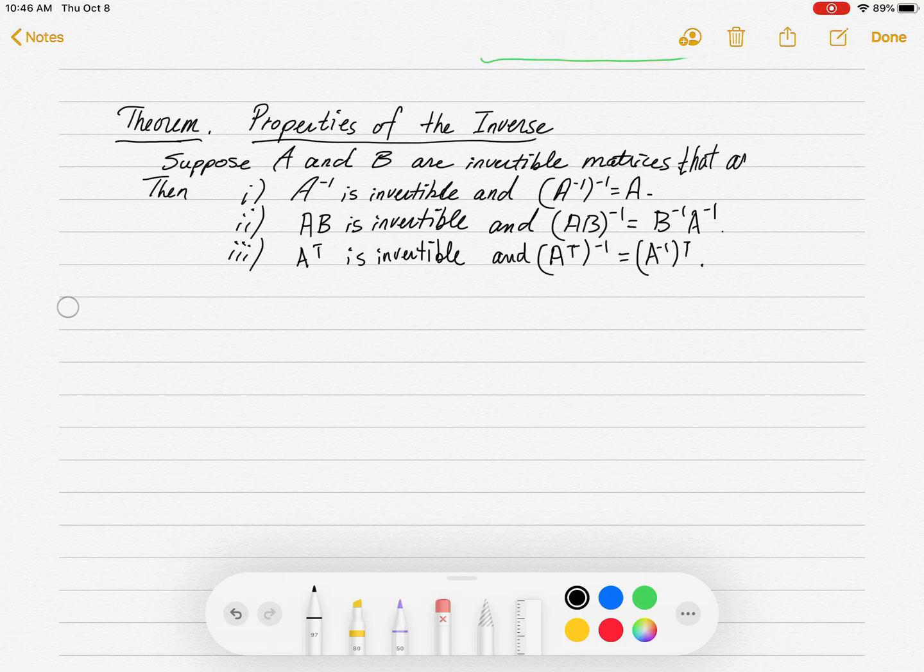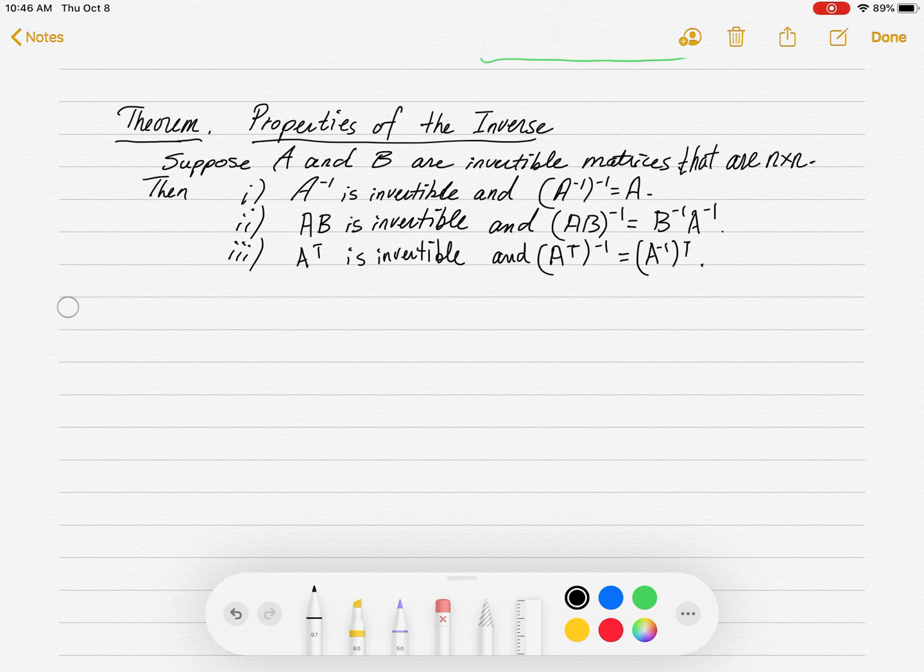Now, let's say you have 2 n by n matrices that are invertible. So suppose A and B are invertible matrices that are n by n, same number of rows as columns. Then first of all, A inverse is also invertible, and A inverse's inverse is A. Second of all, if A and B are invertible, and they're both n by n, then A times B, that resulting matrix, is also an invertible matrix, and A times B inverse is B inverse A inverse.